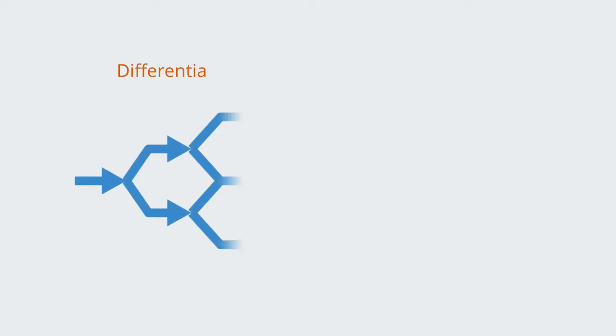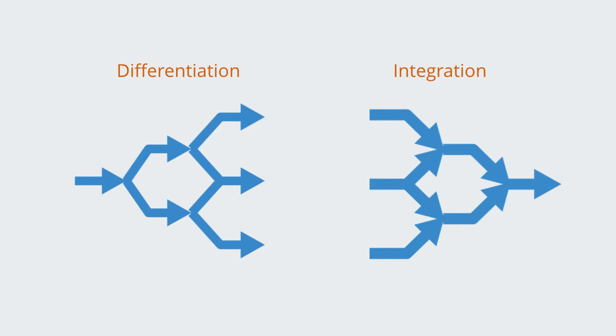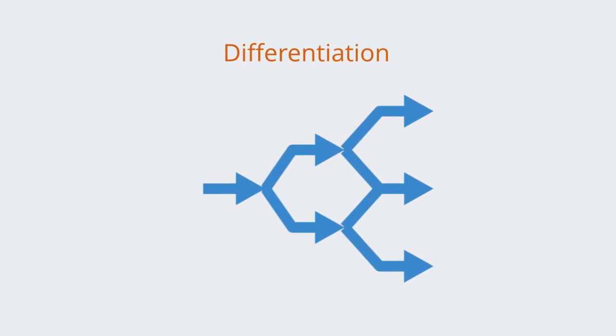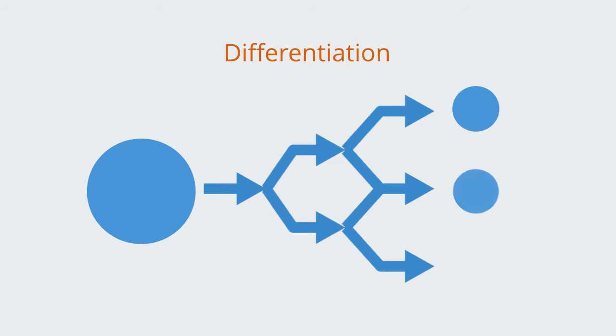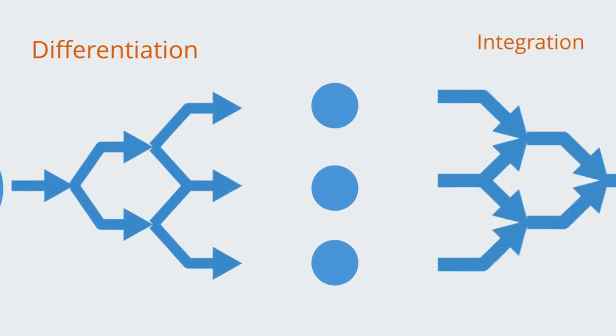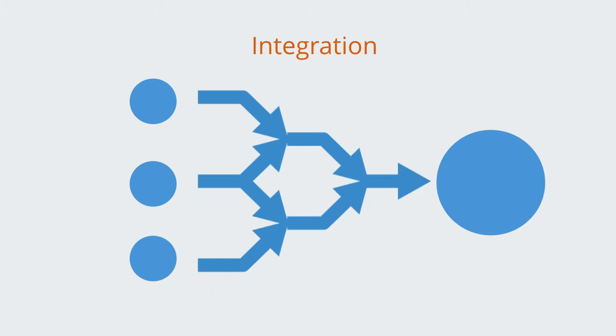Integration and differentiation represent two different stages in the evolution of a system. Differentiation is the process whereby an integrated system becomes divided up into more specialized, well-defined parts. Integration is the process whereby diverse elements become combined or synthesized into a whole system.